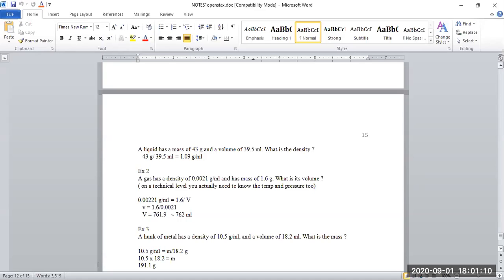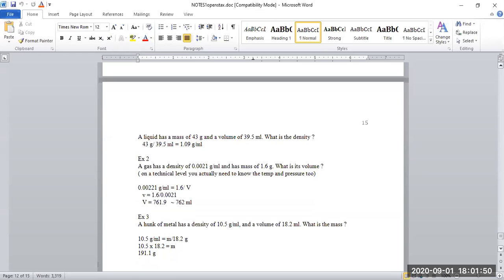Equals 1.6 over V. Think about your algebraic rearrange. Anything that is on the top on the left-hand side can be swapped with the bottom on the right-hand side if there's an equals in between. So I flip-flopped it. I get 1.6 divided by 0.0021. And I have a volume of 761.9, or if I round it just a little bit, I get 762 milliliters.